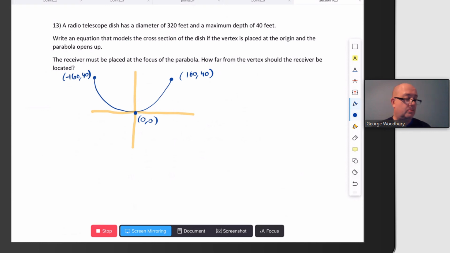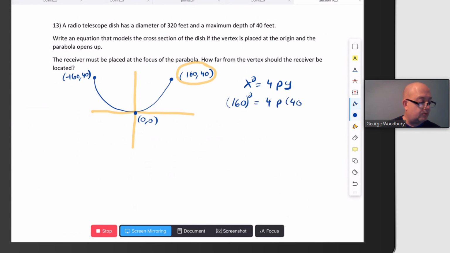So since it opens upward, I know that it has this format, x squared equals 4py. Its vertex is at the origin, so I don't have to worry about minus h and minus k. I can use this point for x and y in the equation to help me figure out what p is. X is 160, so that's 160 squared equals 4p times 40.